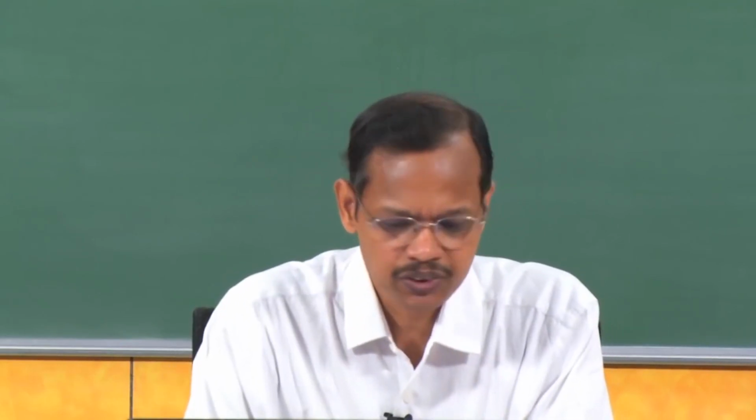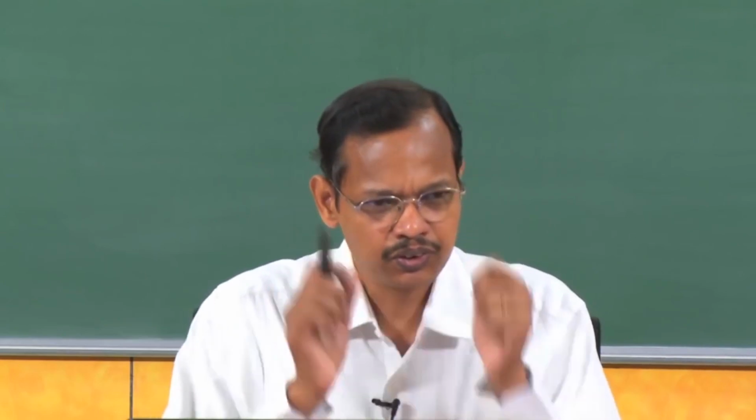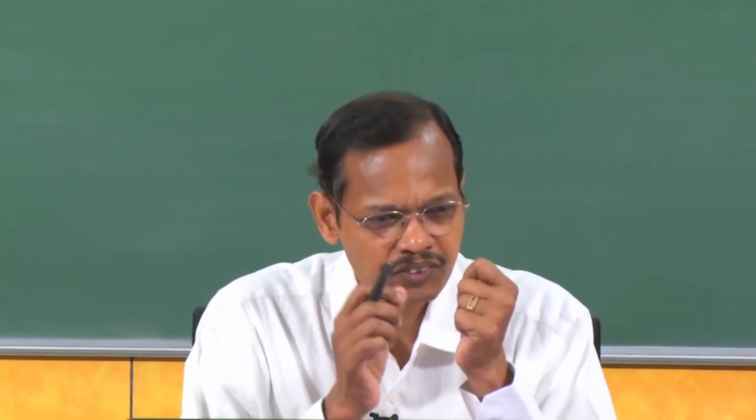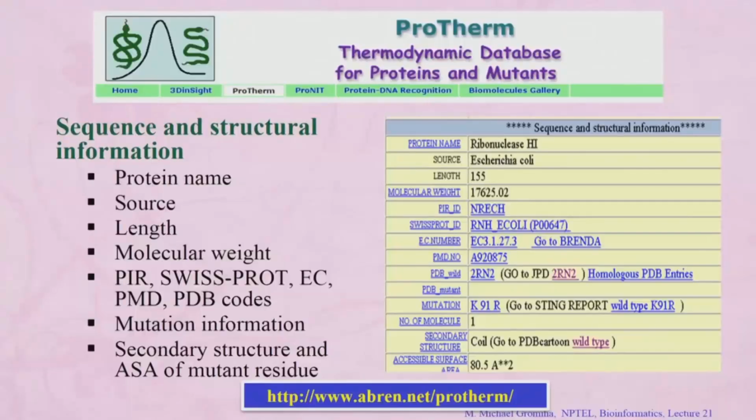So, in the first part we give sequence and structure information. For example, if you have the data, first we need to see which protein. In this case we give the protein name, like ribonuclease HI, obtained from E. coli, because the source is also important. Sometimes we take T4 lysozyme, and lysozyme can also be from chicken or human, and then the sequences are different. So it is very important to provide the source information. We give the name and the source.